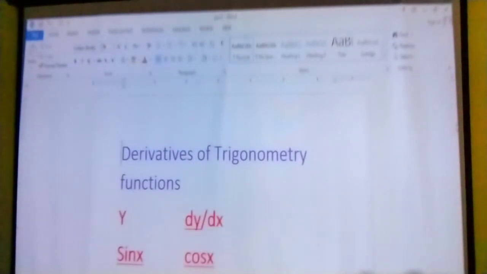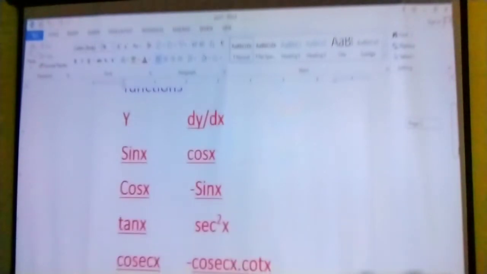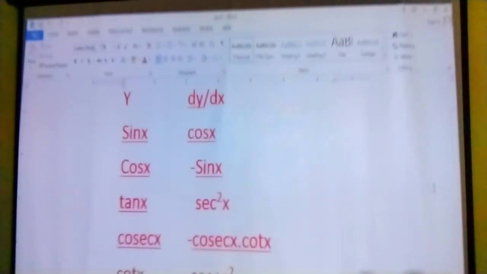Before learning the differentiation of trigonometric functions, you should know their derivatives. One side I write y, the other side dy by dx. The derivative of sin x is cos x, cos x is minus sin x, tan x is secant square x, cosecant x is minus cosecant x cot x, and cot x is minus cosecant square x.